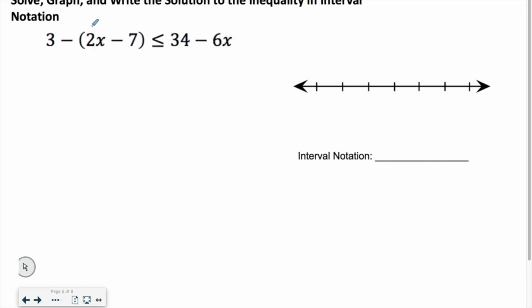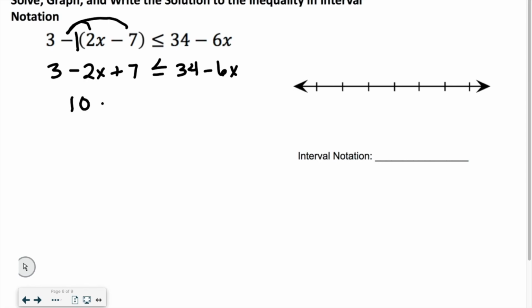Again, same thing, distribute. So we have this -1 out front, so -1 times 2x is -2x. -1 times -7, negative times a negative is a +7. Drop down our 3, less than or equal to, so we get 34 minus 6x. We have a couple things we can combine, this 3 and this 7. So 3 plus 7 is 10. Drop down your minus 2x.